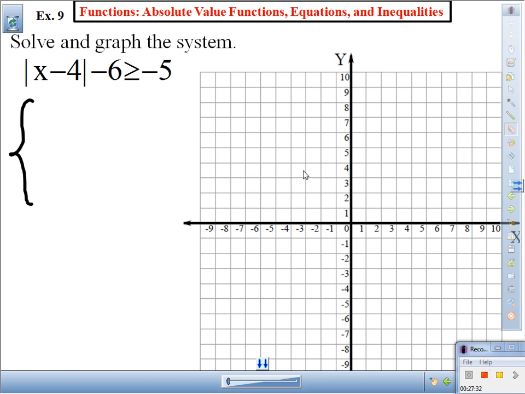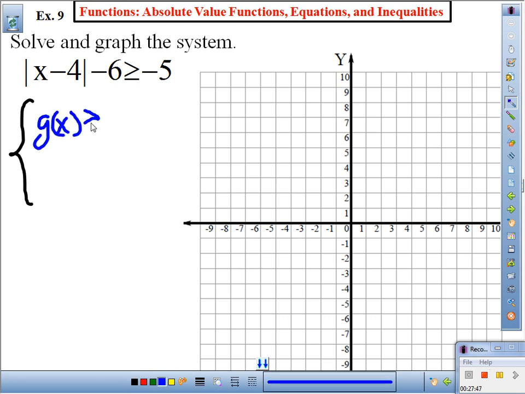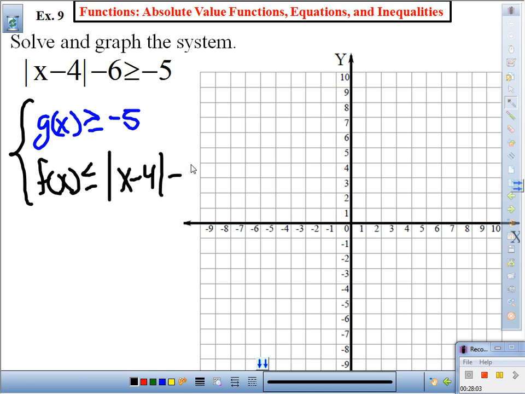All right, let's see. Alejandro, give me g of x. Thank you. And f of x. Tony? All right, look at f of x, everyone. Look at f of x. Tell your neighbor the transformations that are going to happen to the original v. What's the original v going to do? That is correct. 4 to the right and down 6.